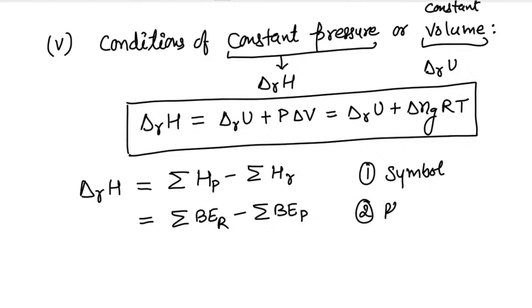Second, the physical state of each reactant or product. Coefficients means number of moles. Those coefficients are called number of moles, the coefficients of each reactant and product.